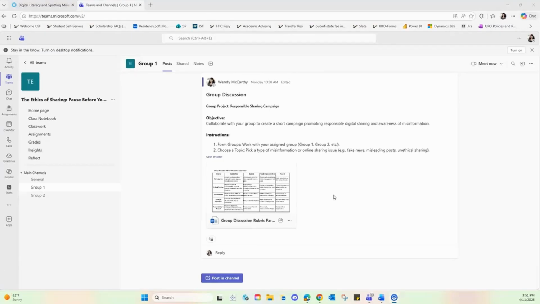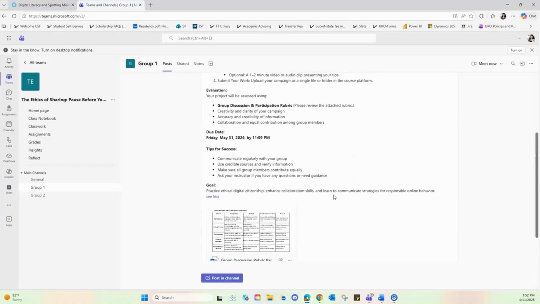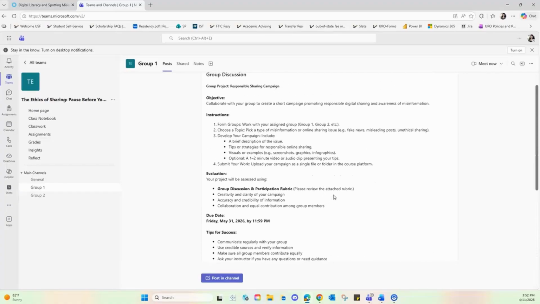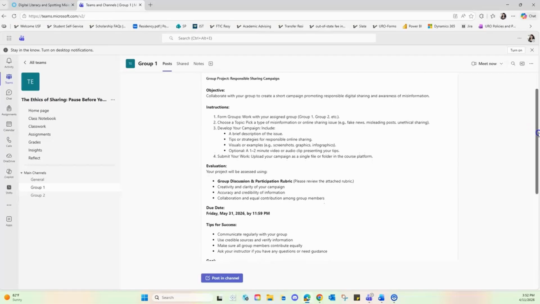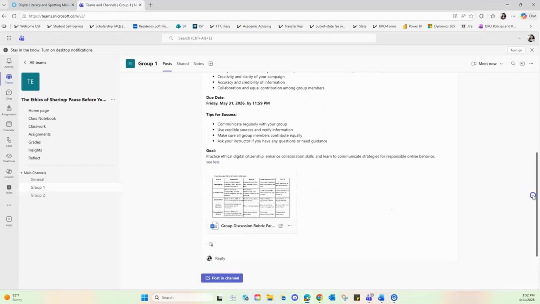This activity is grounded in Vygotsky's sociocultural theory, which emphasizes that learning happens through social interaction. In other words, students learn best when they are talking with others, hearing different perspectives, and building understanding together. It also connects to constructivist learning theory, where learners do not just receive information, but actively construct knowledge through experience and reflection.